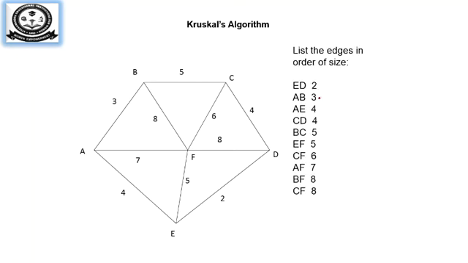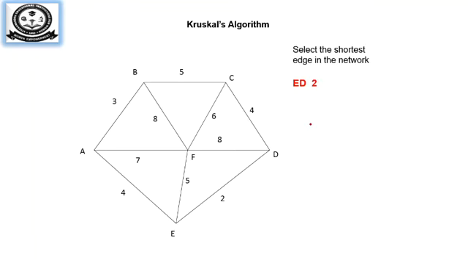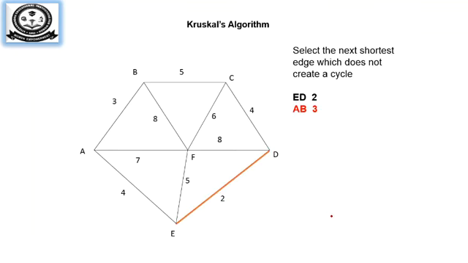When you are choosing each edge, there should be no cycle formation. Keep that in mind: no edge should be added if it forms a cycle. So let me choose the first edge, which is the minimum, 2. I have chosen ED first. Next, the minimum cost is 3, which is AB. AB is connected, and you can see these two lines never form a circle.